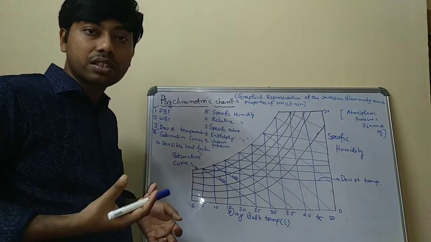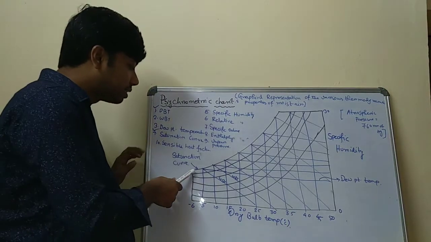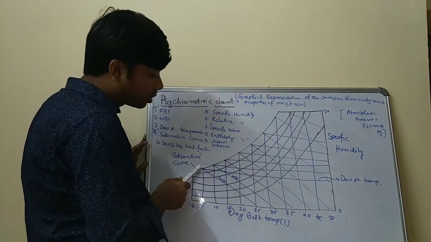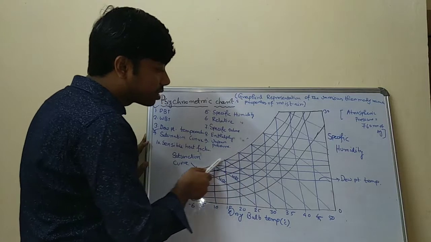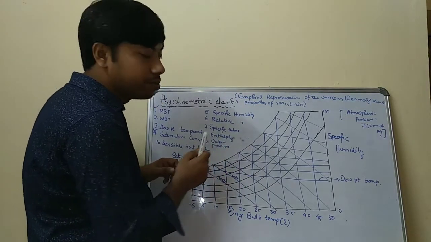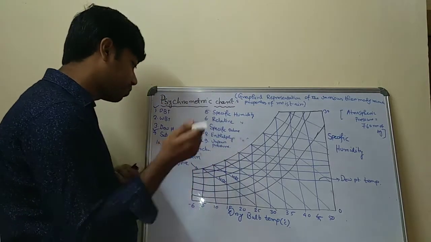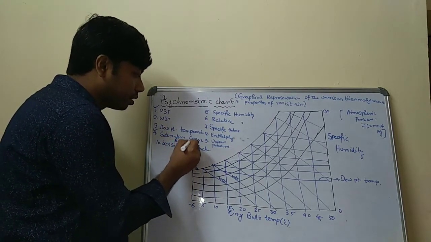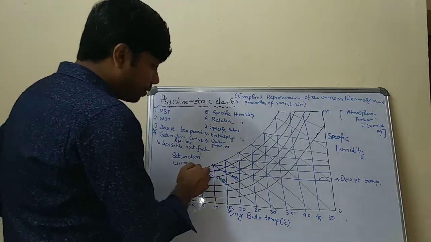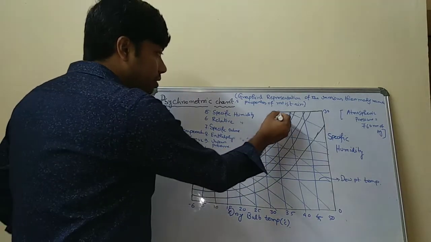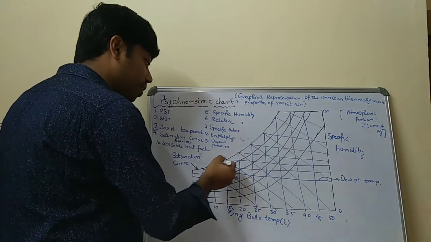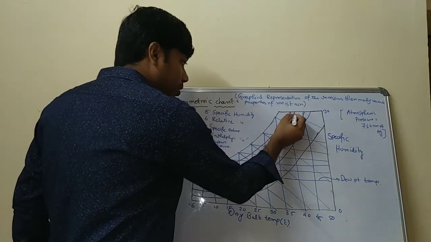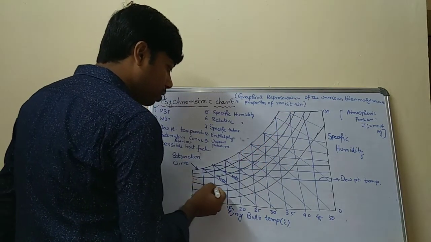So in the saturation state or saturation point, obviously this is the saturation curve. That means the amount of water vapor increases. So this line also indicates your relative humidity, which is 100%. In the saturation curve, relative humidity is 100%. So if this line is 100%, this line also indicates the relative humidity in your diagram.